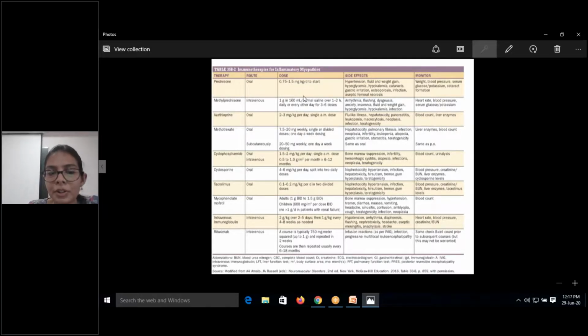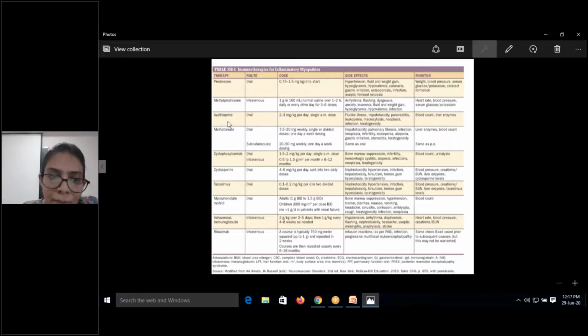Whenever you give a steroid, you have to remember the side effects like hypertension, weight gain, hyperglycemia, hypokalemia, cataracts, gastric irritation, osteoporosis, etc. You need to monitor their weight, blood pressure, and glucose levels. The same applies to the injectable form. Usually a 1 gram preparation is given for 3 to 6 doses, and side effects are like the previous one. As you give large doses, there can be arrhythmias, flushing, etc. Hyperglycemia and hypokalemia are to be taken care of, and you need to monitor heart rate, blood pressure, etc.